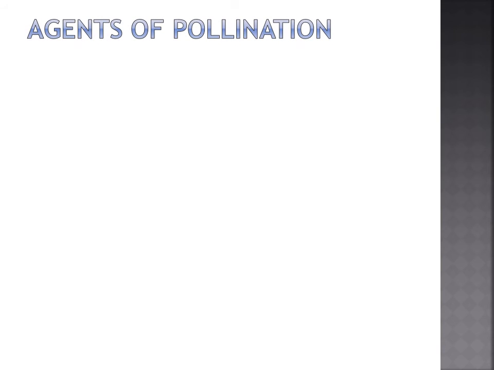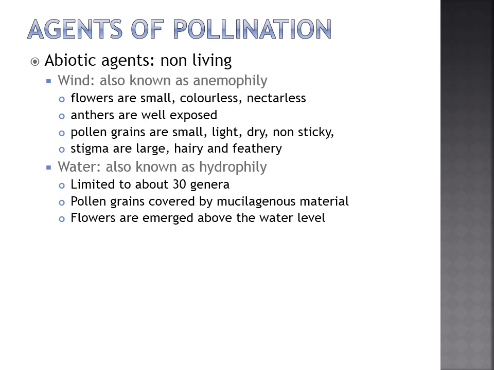Now next topic is agents of pollination. Agents are generally known as pollinators. There are 2 types of agents, abiotic and biotic. Abiotic means non-living, and biotic means living. We will see abiotic agents first. In abiotic agents we can include wind and water. Wind is known as anemophily, and water is known as hydrophily.